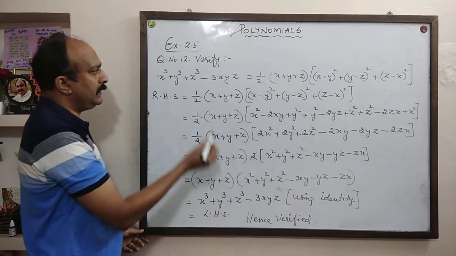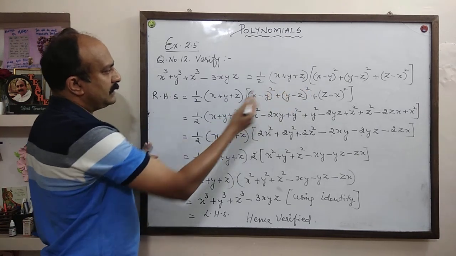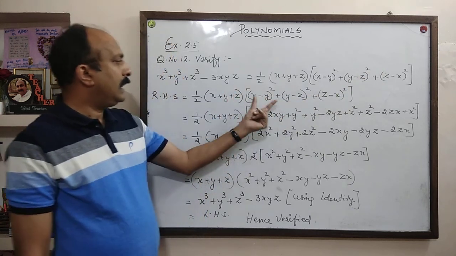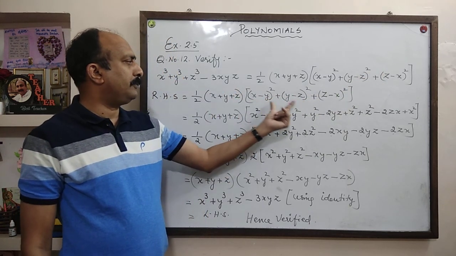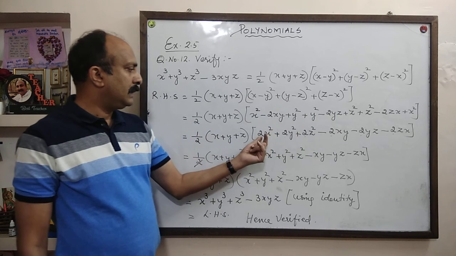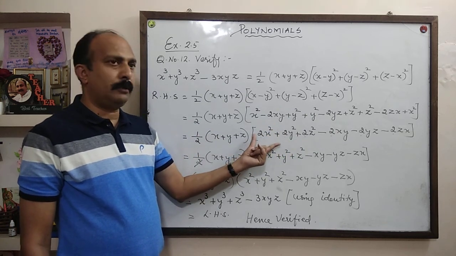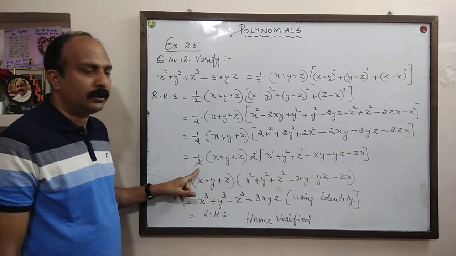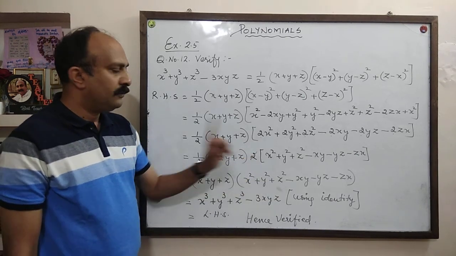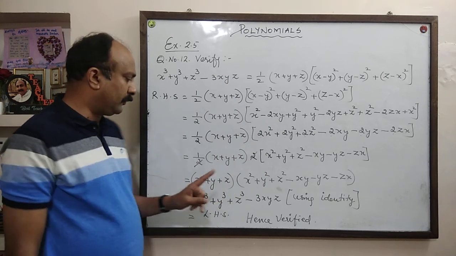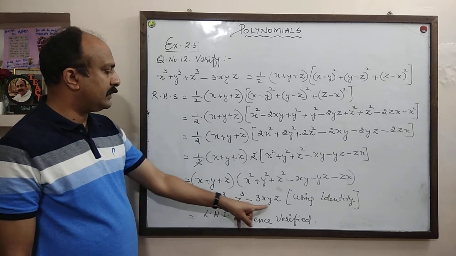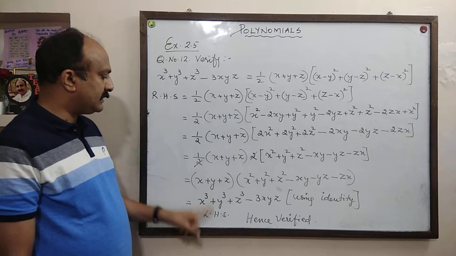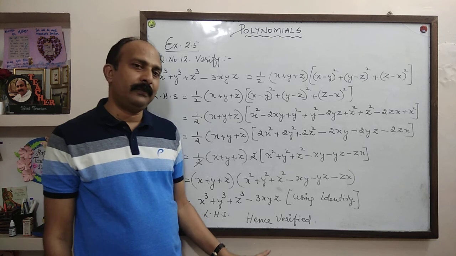Once again I am explaining. We have started with RHS, and in RHS first of all we have taken this second bracket, and the second bracket is expanded using the formula a minus b the whole square. Then everywhere we have seen 2 common. The 2 is taken common outside. This 2 and this 1 by 2 got cancelled. Then we got this, which is the expanded form of x cube plus y cube plus z cube minus 3xyz, which is our LHS. So we got RHS equal to LHS, hence verified.